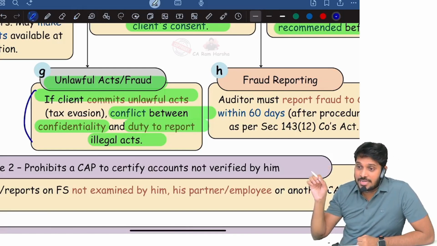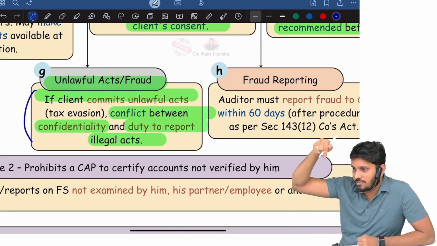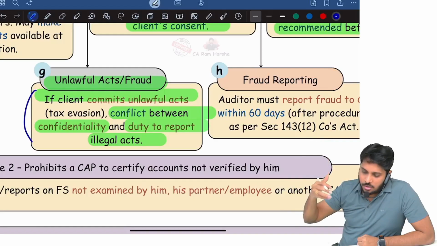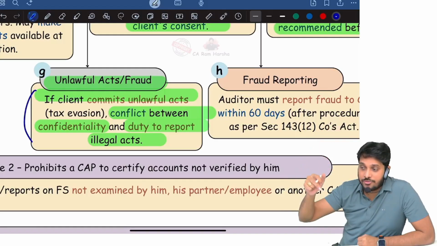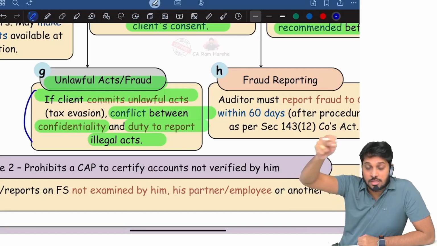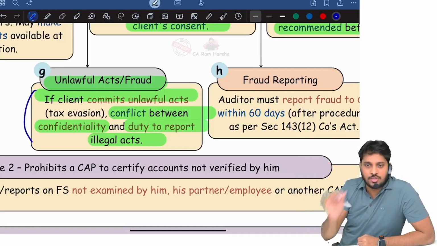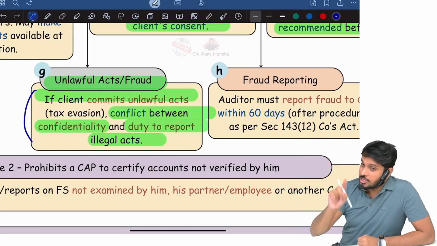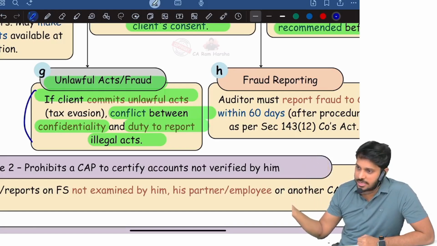But if the client has committed any unlawful act after you accept the appointment, the NOCLAR concept will apply. If there is a duty for you to report to a third party, in the sense of a legal and regulatory authority as per that law requirement, then only you will report. Otherwise you can be quiet on the non-compliance. Just ensure SA 250 compliance, whatever you are supposed to check as per that, that alone you check.